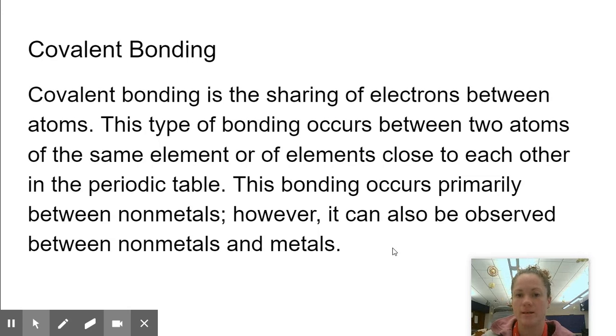This type of bonding occurs between 2 atoms of the same element, so we have nitrogen, oxygen, and we just saw hydrogen, for example. Or elements that are close to each other in the periodic table. The bonding usually happens between nonmetals, but it can be observed between nonmetals and metals. Usually we're going to see more of the nonmetals joining. Hydrogen is a nonmetal, even though it's in the first column. Oxygen in the atmosphere is O2. Nitrogen in the atmosphere is also N2. Fluorine and chlorine would also bond with themselves.